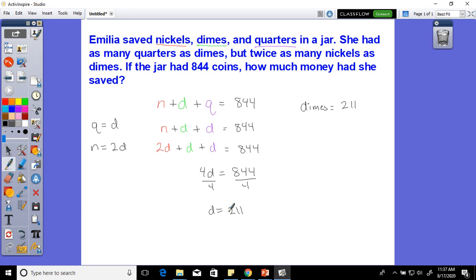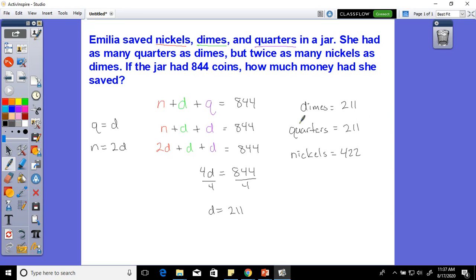Well, if we know the number of dimes, we know the number of quarters, because they're the same number. And then the nickels are twice the number of dimes. So we'll just double this and we get 422. All right, so now we know how many we have of each coin.